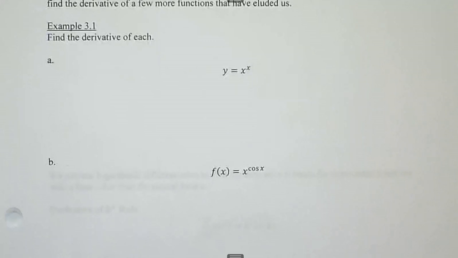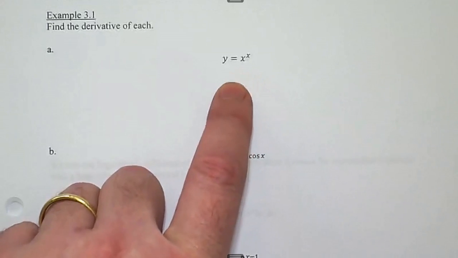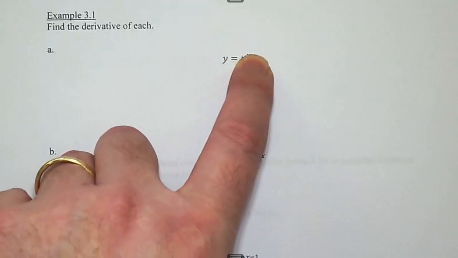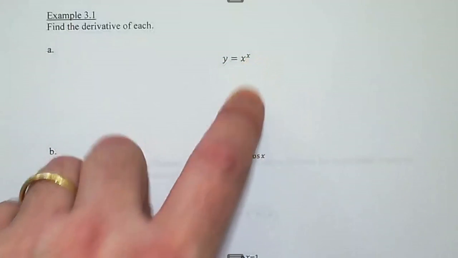If you think about it, none of the rules that we learned in Unit 3 can be applied here. Because I can't just say that this is x times x to the x minus 1. That doesn't work because the power rule is only for numbers, not variables, right? So this is bad. Okay? We need to somehow break this apart.